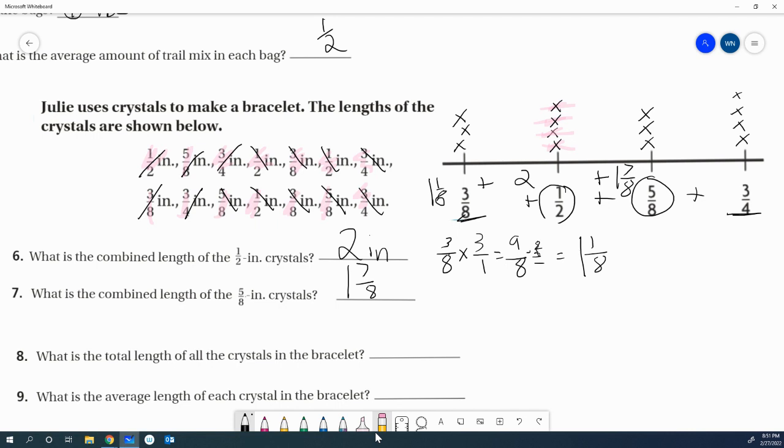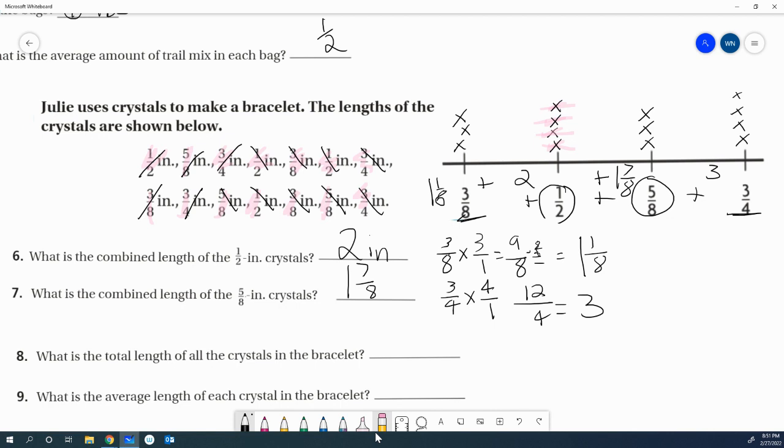Now we have to do 3/4. So we've got 3/4 times 1, 2, 3, 4 over 1. 3 times 4 is 12. 4 times 1 is 4. And I know 12 over 4 is a division problem. 12 divided by 4 is 3.